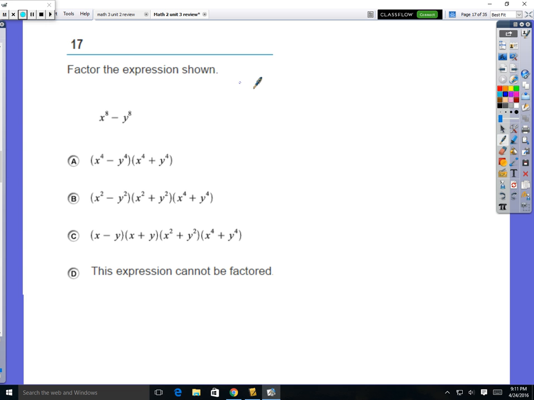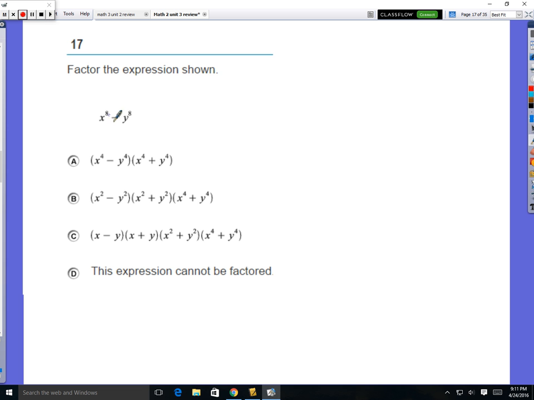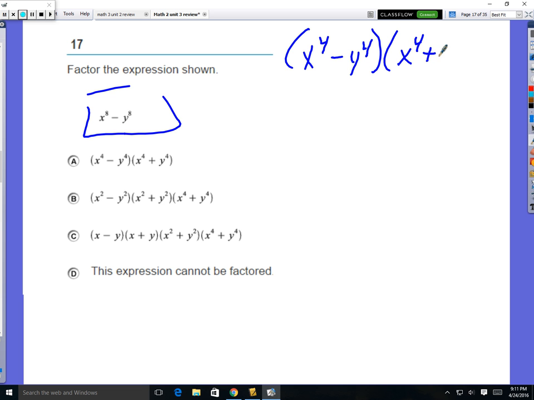17. Okay, factor this guy. This is pretty fun. x to the 8th minus y to the 8th. That is kind of a perfect square. So if we factor that down, it's going to be x^4 minus y^4 times x^4 plus y^4. Because remember, when you multiply, you add your exponents. So x^4 times x^4 is x^(4+4), and that's x to the 8th. And since I've got a minus and a plus, my middles will cancel out, and that will give me a minus y^4 times a plus y^4, which is a minus y^(4+4).